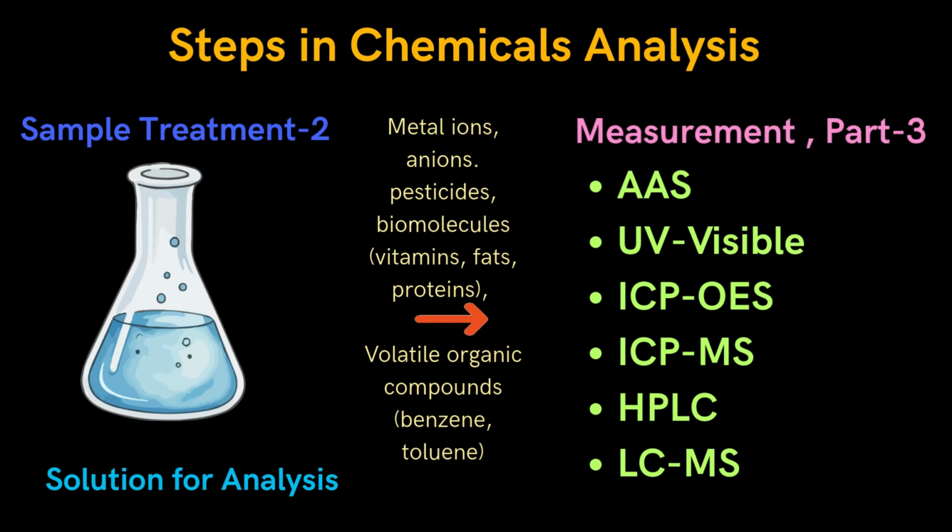In the next, third part, steps in chemical analysis, we will learn the use of analytical instruments such as atomic absorption spectrometry, AAS, UV visible, inductively coupled plasma optical emission spectroscopy, ICPOES, ICPMS, HPLC, and LCMS for measurement form of chemical substances, like metal ions, anions, pesticide, biomolecules, vitamins, fats, proteins, volatile organic compounds, benzene, toluene, with the help of sample treatment.